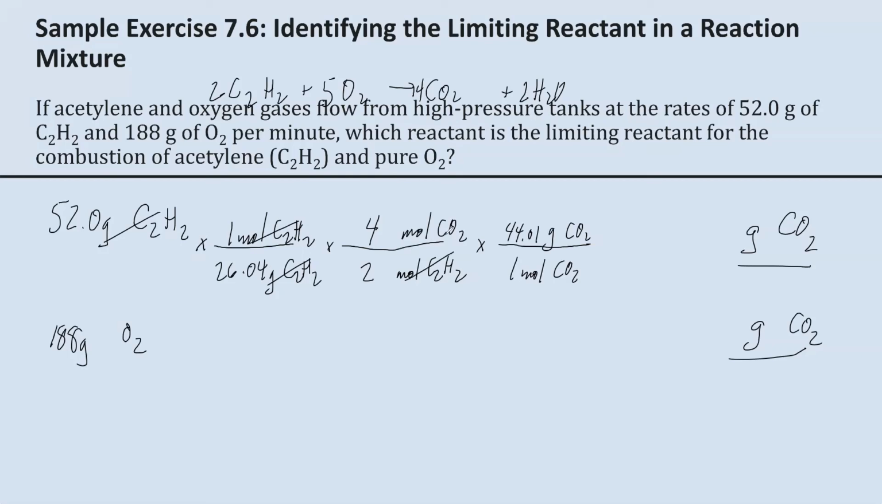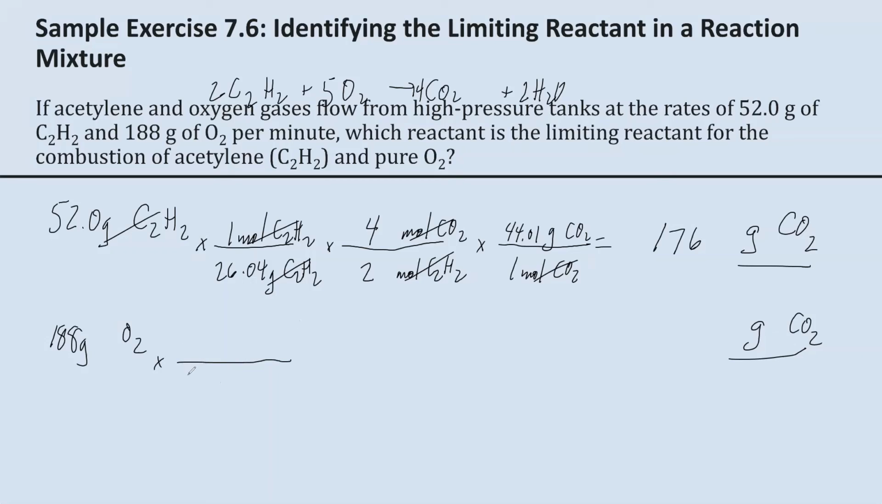Do all of my canceling outs. I get 52 times 4 times 44.01 divided by 26.04 divided by 2 to 3 significant figures, 176 grams of carbon dioxide. Now, we have no idea if that is big or small, at least not until we actually do the conversion and see what the oxygen does.